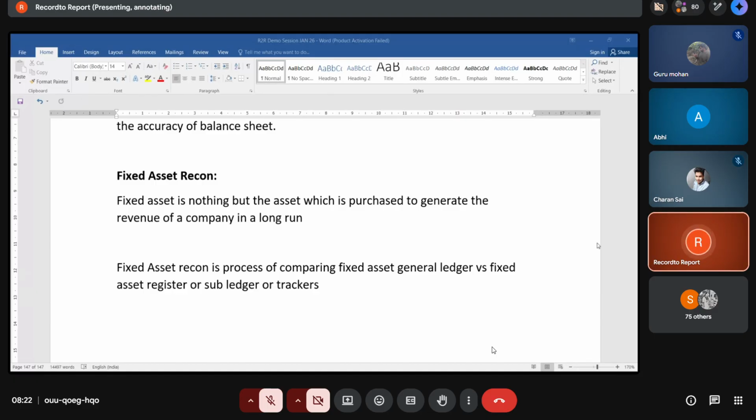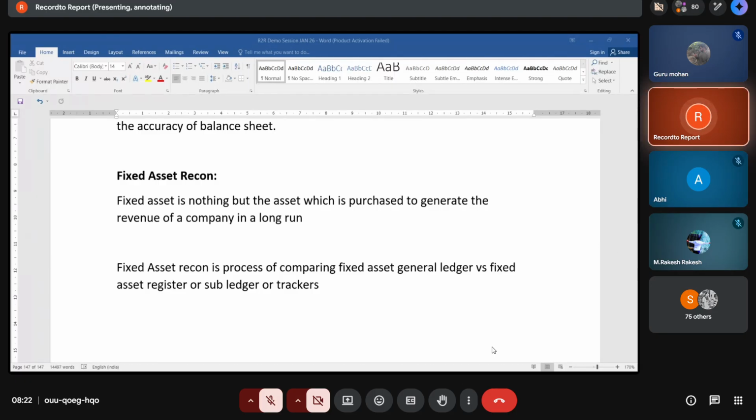For every fixed asset, the company will maintain trackers. What is the use of trackers? To understand the total assets and the total value of the assets. So to understand that, companies maintain fixed asset trackers. Here they are comparing two important things: the data recorded in the general ledger versus the fixed asset tracker.